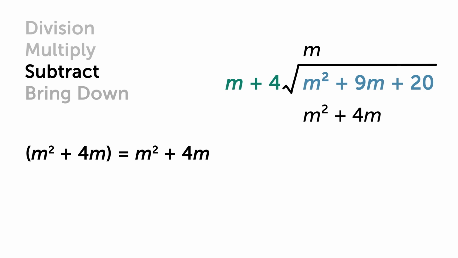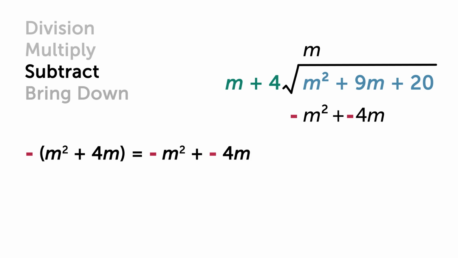Next, the multiplied expression is subtracted from the dividend. When the expression consists of more than one term, it is often easier to distribute a -1 to each term of the expression and then add it to the dividend.